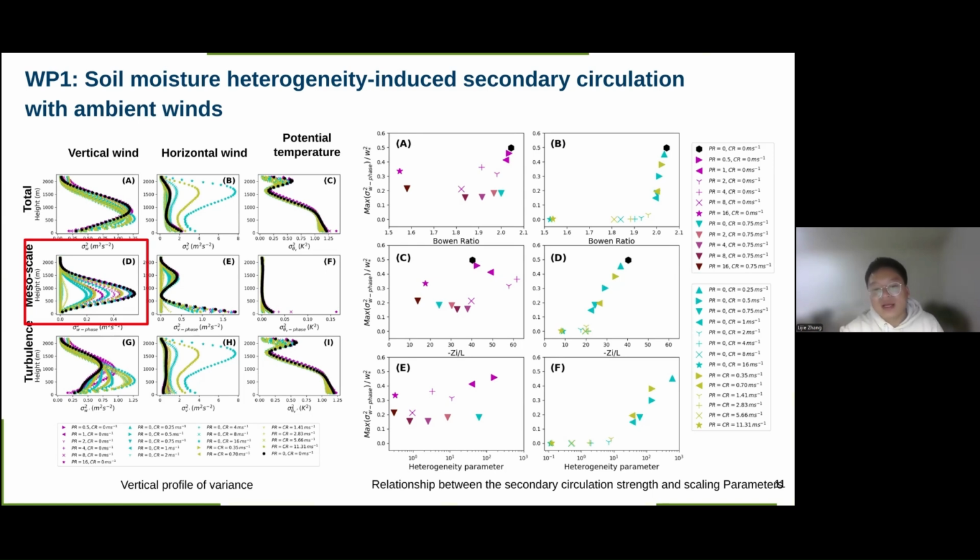the boundary layer. And we also have the heterogeneity scales. The larger the heterogeneity scale, of course, the larger the heterogeneities. We found positive correlations between the secondary circulation strengths and those commonly used scaling parameters here.